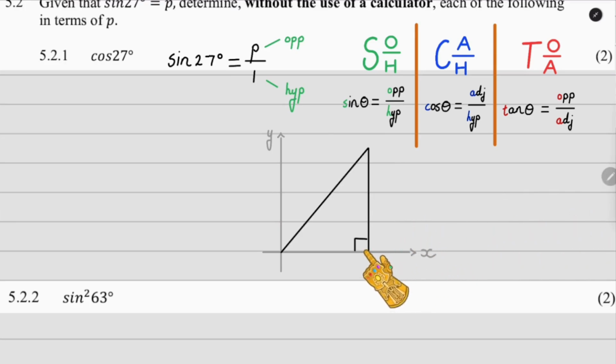And when I draw the triangle, the 90 degrees sits snug over there. And then this 27 degrees is always the one closest to the origin over here. So I'm going to label this 27 degrees.